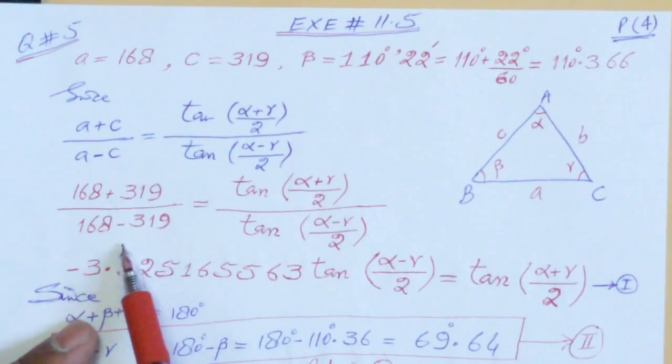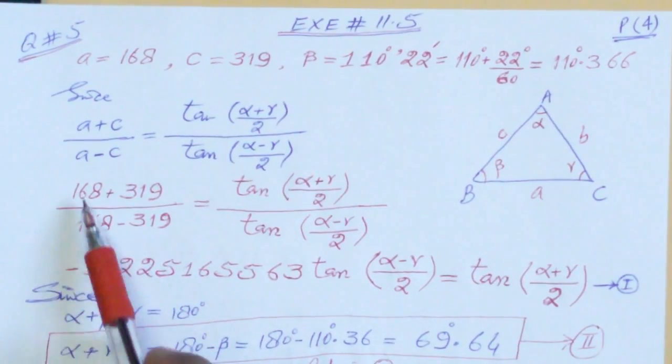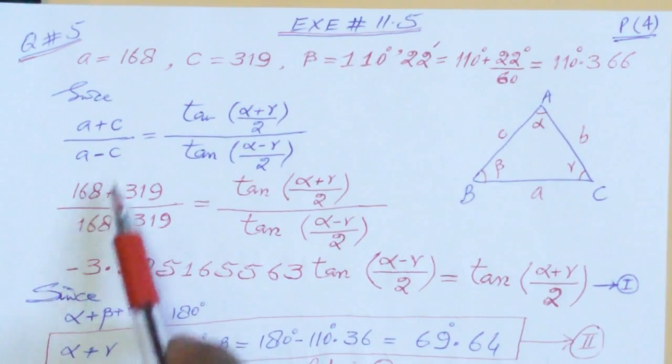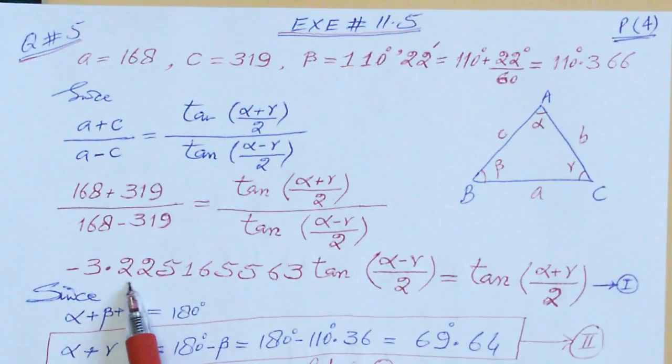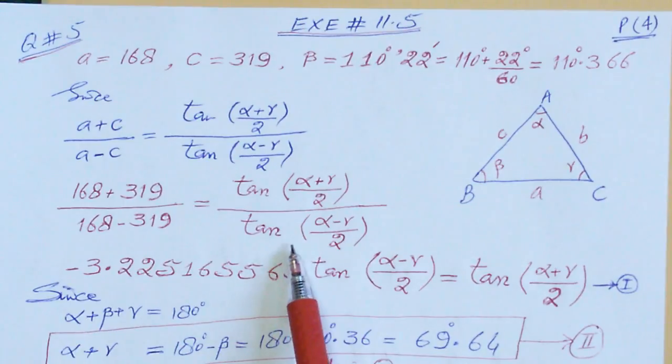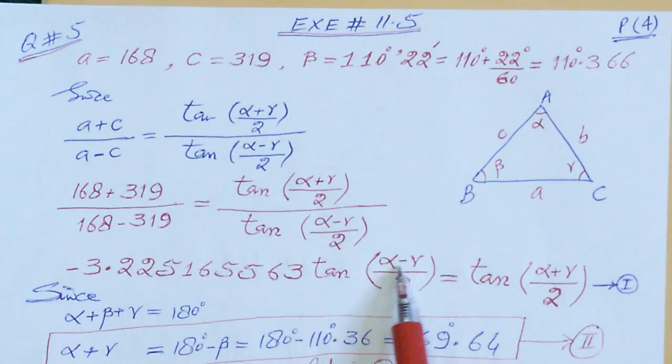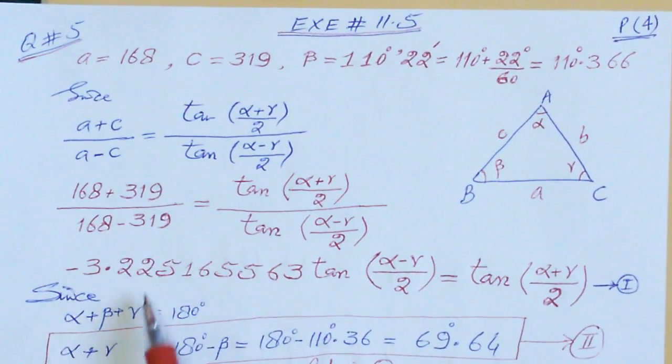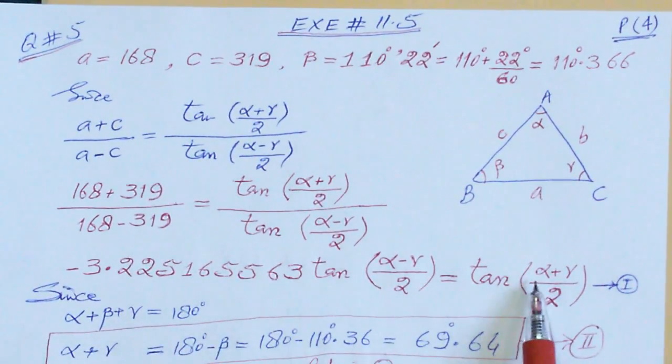After the simplification, add, subtract and divide, we get minus 3.225165563 multiplied by tangent of (alpha minus gamma) divided by 2. Multiply this quantity with this quantity is equal to tangent of (alpha plus gamma) divided by 2.